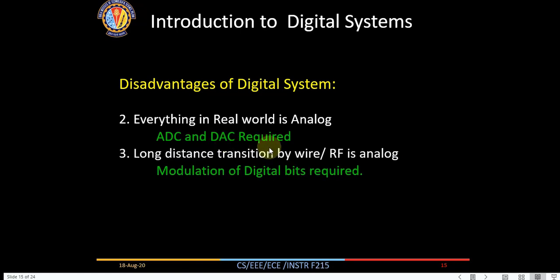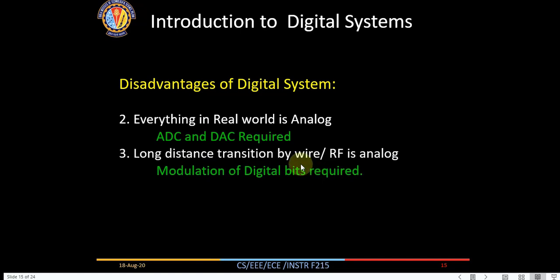The final output is always analog, and the initial input also will be analog. Then see the long distance transmission. How do you transmit data from place A to place B? There are various modes. It could be RF signals, radio frequencies through towers, or it could be through a wire. Through a wire you can transmit a signal, or it could be through an optical link.